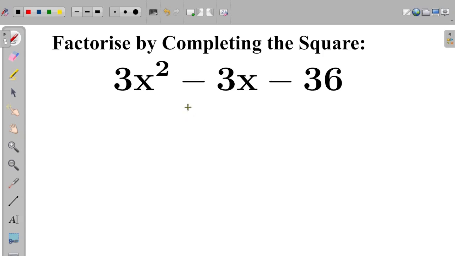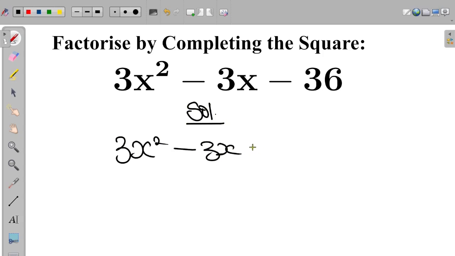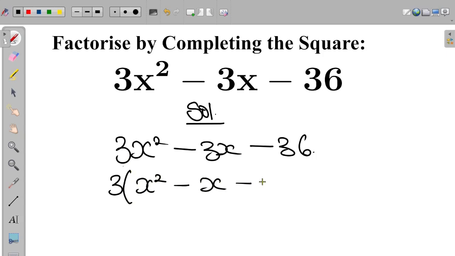So we are asked to factorize this quadratic expression using the completing the square method. So we have 3x squared minus 3x minus 36. The first thing we do here is to factor out 3. So this becomes 3, open your bracket, x squared minus x minus 12, and then we close the bracket.